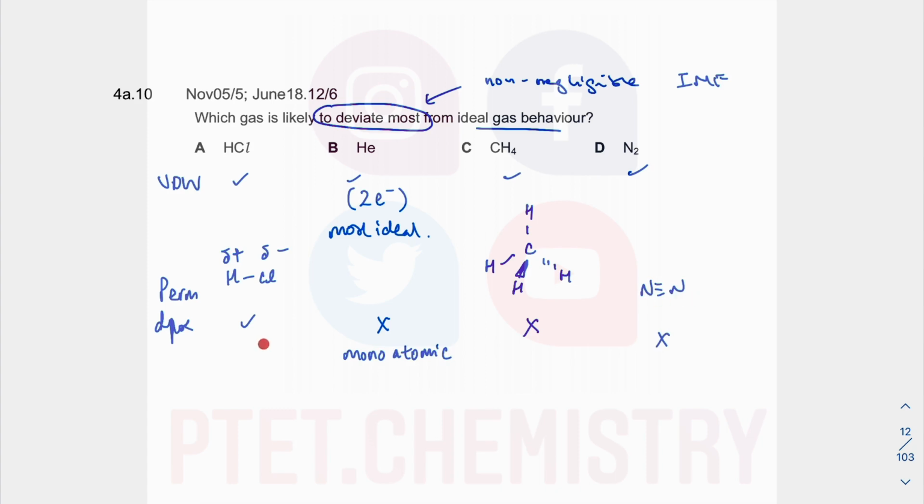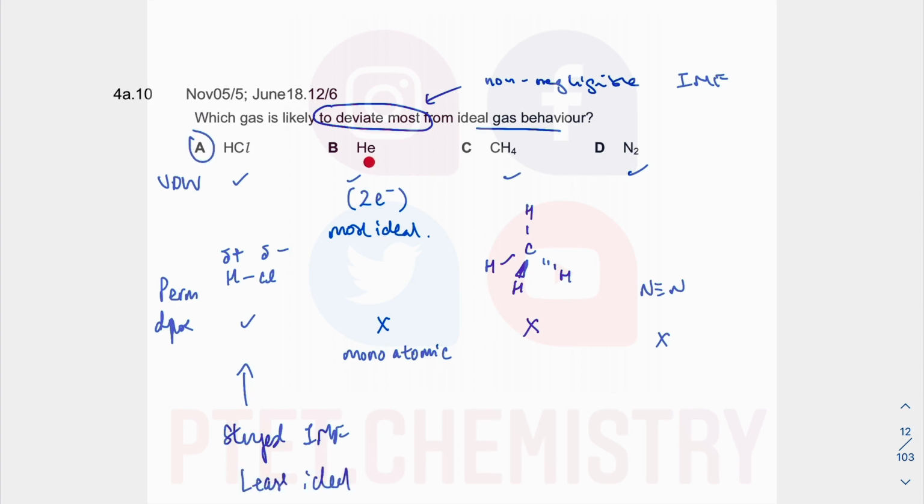So HCl is going to be the one that has the strongest intermolecular force. In addition to van der Waals, you also have permanent dipole, which is stronger than just van der Waals for all of these, all right? So that is the least ideal.